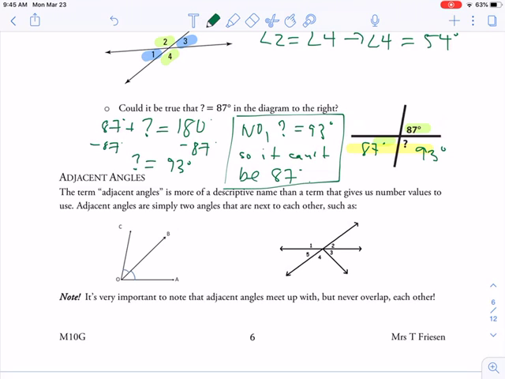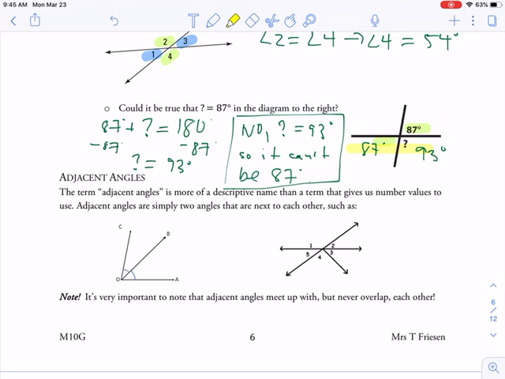Okay, so that's kind of how that works. Again, remembering that we're just looking at angles that are across the X from each other to start, and then we can use our previous sets of information as well to figure that out. So in this case, linear pair. Okay, next one is adjacent angles.